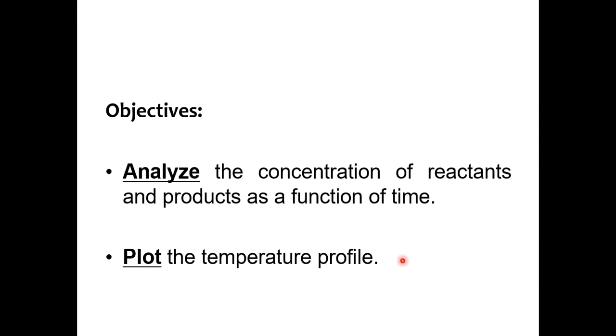There are two objectives of the simulation: to analyze the concentration of reactants and products as a function of time, meaning we will see the trend with respect to time, and to plot the temperature profile. And obviously we will be doing the simulation. So this is related to activity number 1, 2 and 4. 1 means fundamental, 2 means simulation, and obviously we will simulate it first, and then the analysis part where we will see, with the passage of time, what the trend is for the concentration of reactants and products.